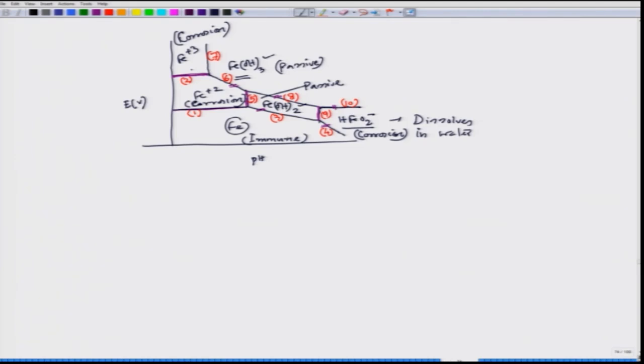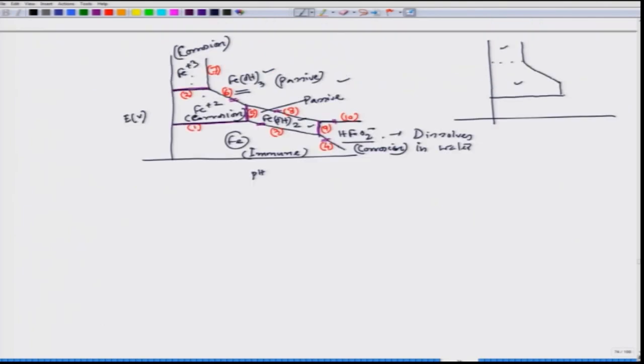Now, here also we are seeing that there is an immune zone, there are three corrosion zones, 1, 2, 3, and this is a passive zone, this is also a passive zone. Now, if I try to see schematically how it looks, it will look like this. Both the zones, this zone and this zone, are corrosion, and then here we have this one, this is passive, this is corrosion, immune and corrosion.